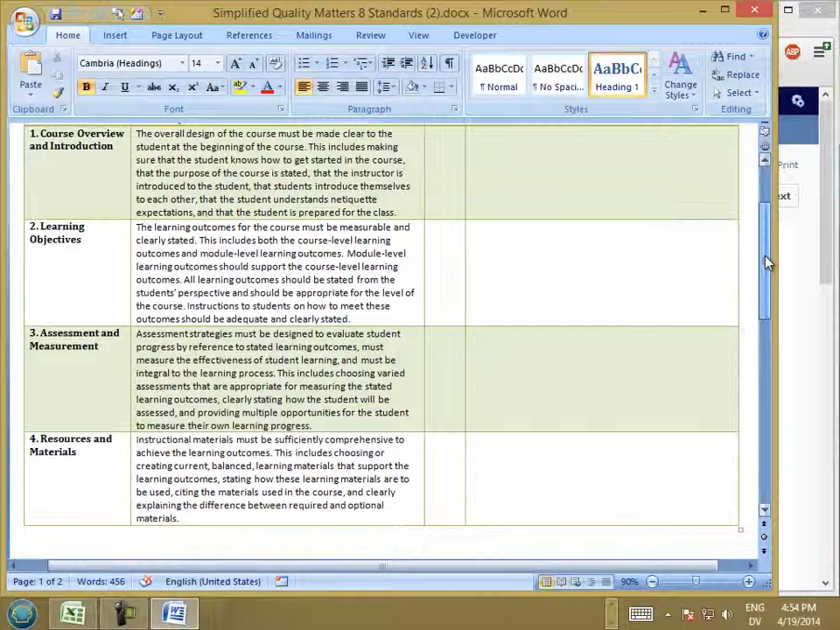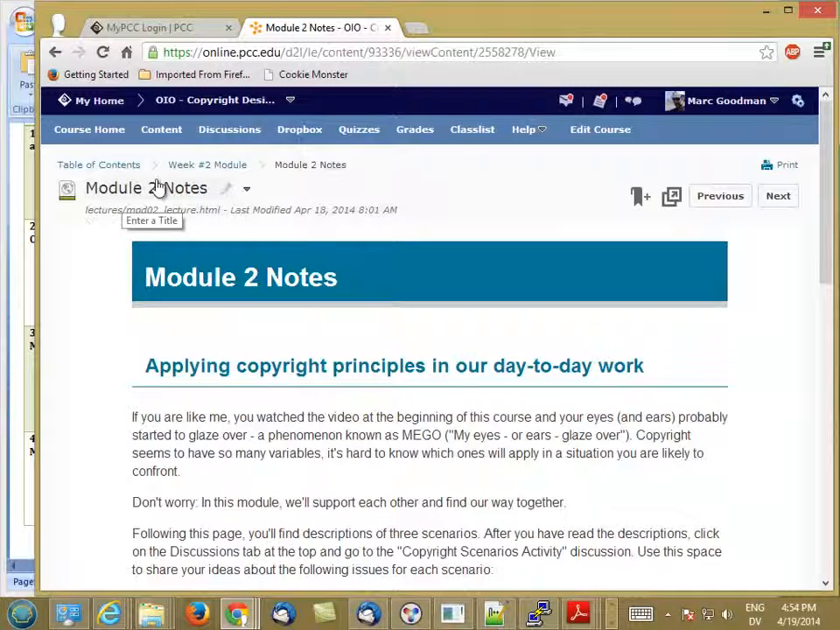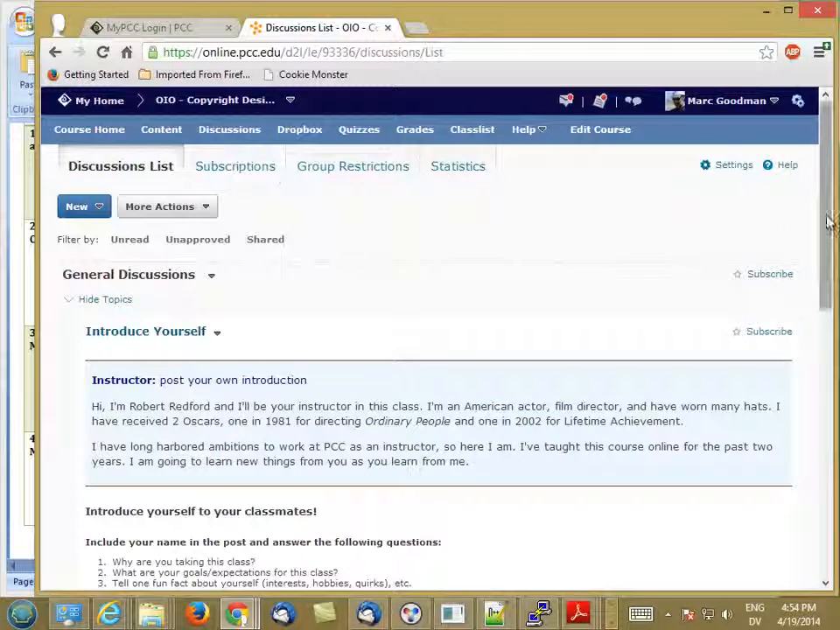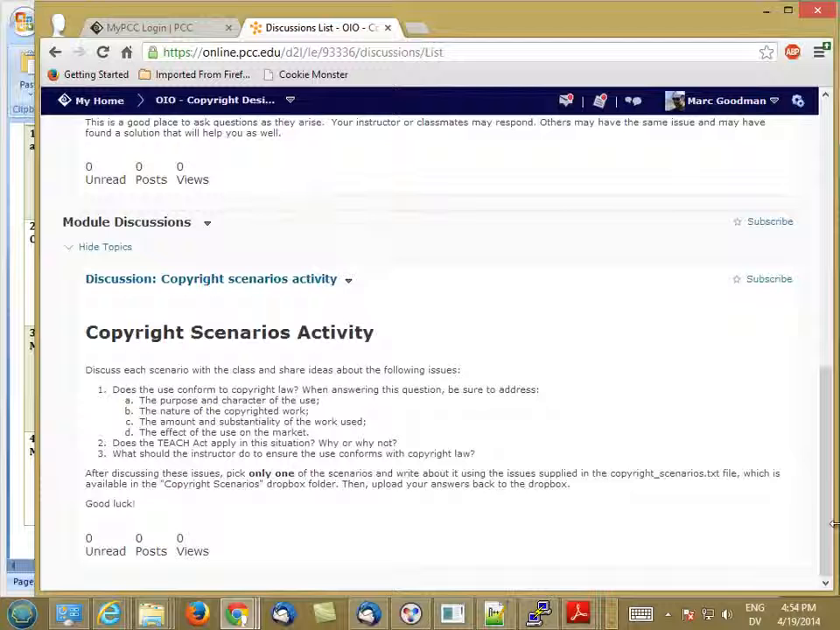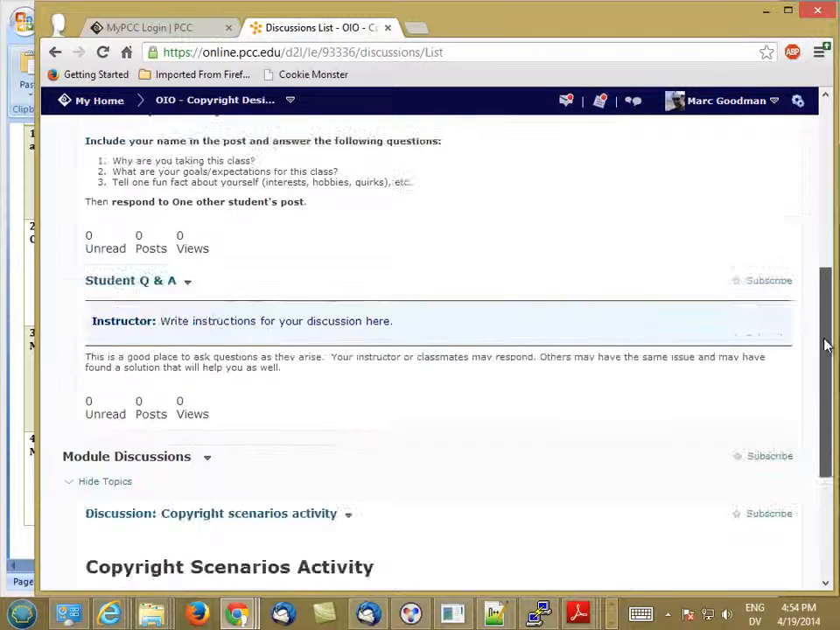Standard three has to do with assessment and measurement. And in Desire to Learn, there are three main tools that we're going to be using for assessment and measurement. So there's discussion groups where we have the students write posts to a discussion board having to do with a particular topic. So, for example, here's a copyright scenarios activity where the student is asked to comment on three different copyright scenarios.